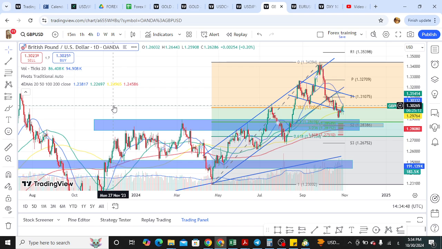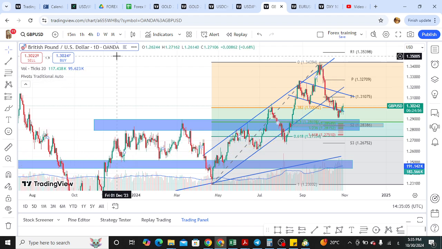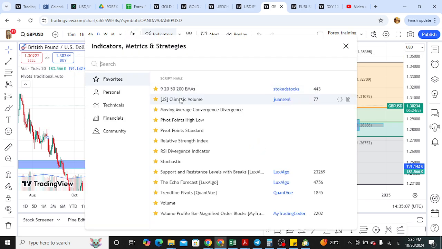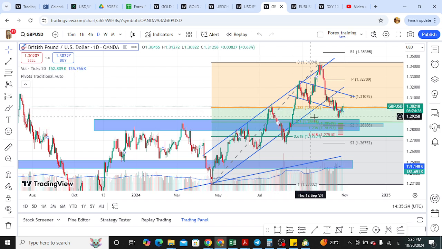My first hint, as I said in the previous video, is those pivot points. I take them from the indicator, Pivots Traditional Auto, and this is the indicator. Pivot Points Standard. This is the indicator. In the previous video I showed the settings that I use. Anyway, so this is a pivot point, this one.